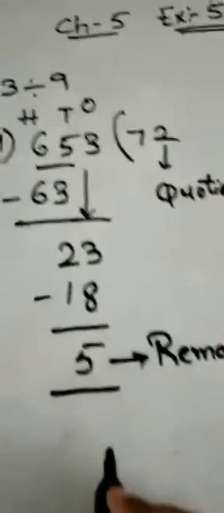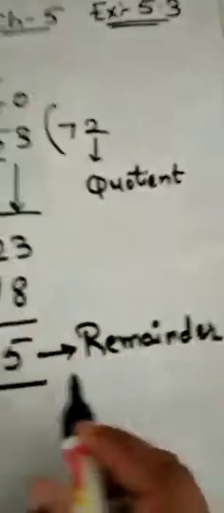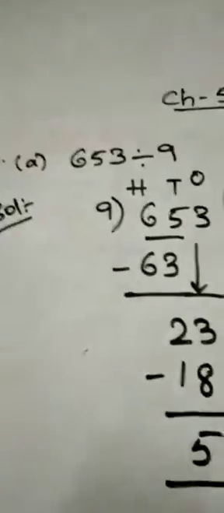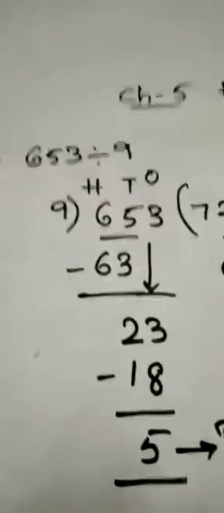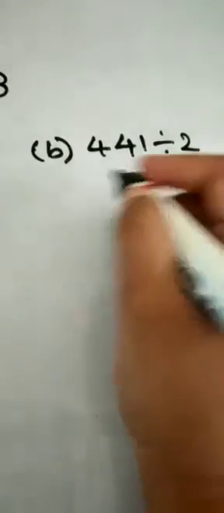What they said, we have to find the quotient as well as the remainder. So our quotient is 72 and remainder is 5. This is our first question. Let us solve the second question. 441 divided by 2. This is first bit, second question.